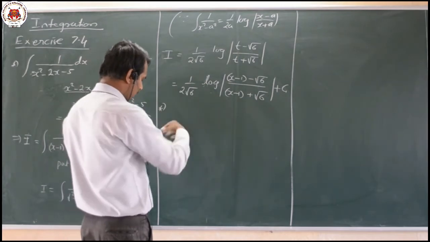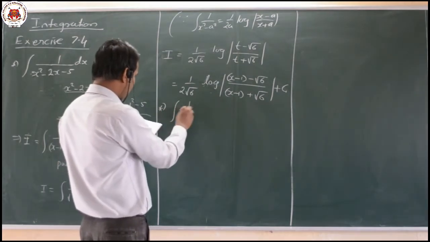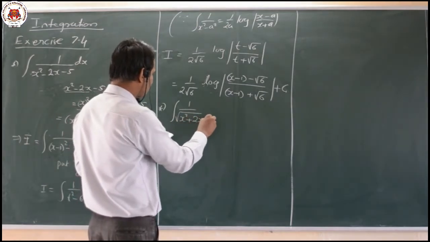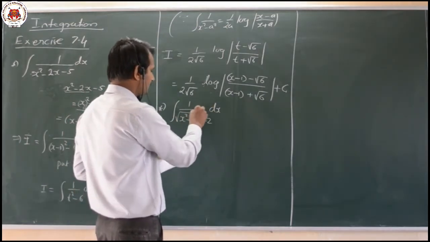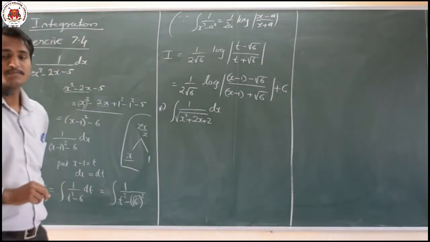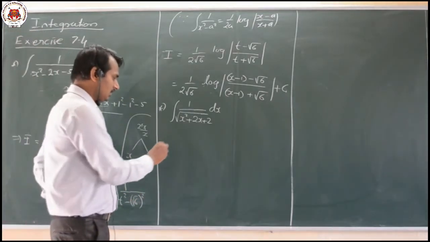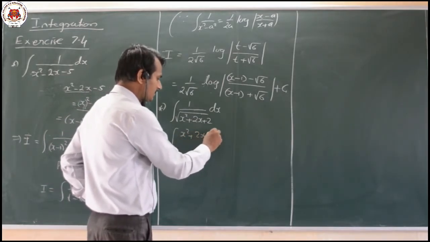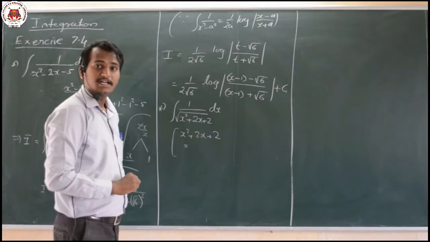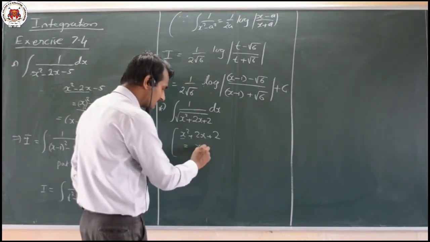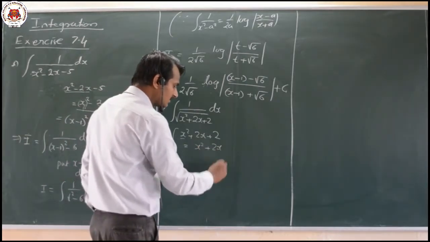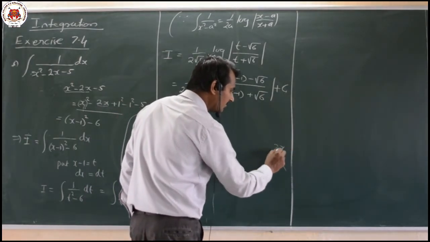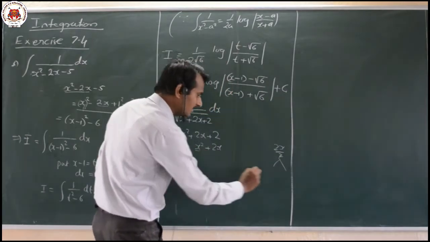The next problem is the integration of 1 divided by root of x square plus 2x plus 2 into dx. Now here, a little bit of basics: x square plus 2x plus 2. Here I can write this term as, first of all, x square as it is plus 2x. This 2x, what I have to do here, 2x divided by 2. So the first term is x, write it down.